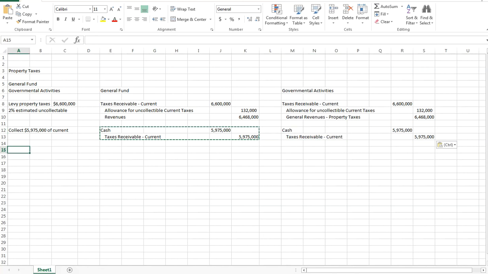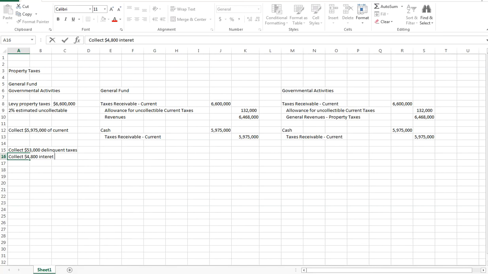Okay. Then, next thing that happens is we're going to collect $53,000 of delinquent taxes, and we're going to collect $4,800 of interest and penalties. Now, because these are delinquent, they had been recorded as deferred inflows. Remember that? We talked about that and we said we'd be seeing that later, of resources in the prior year. Okay, so just keep in mind, in the prior year, those have been recorded as deferred inflows of resources, just what it says it is.